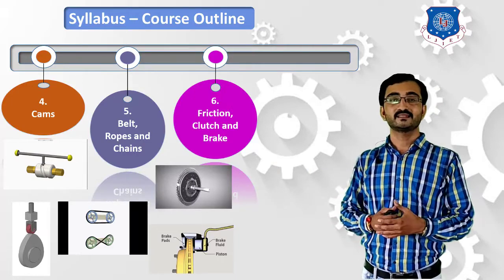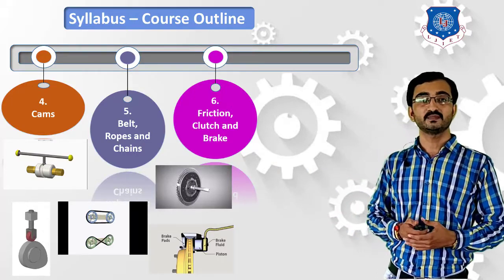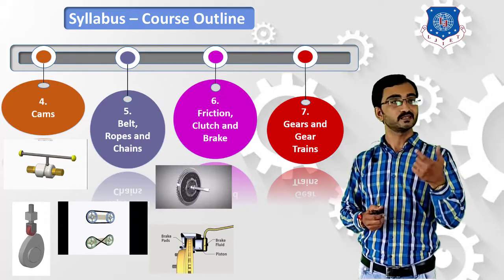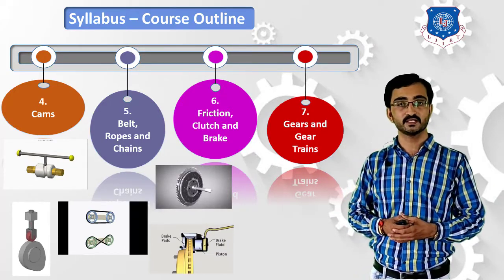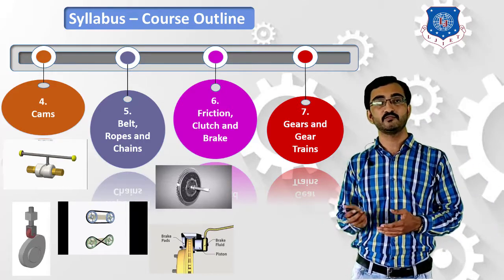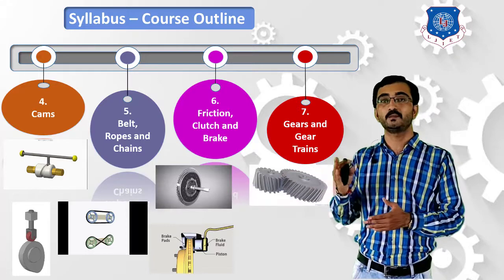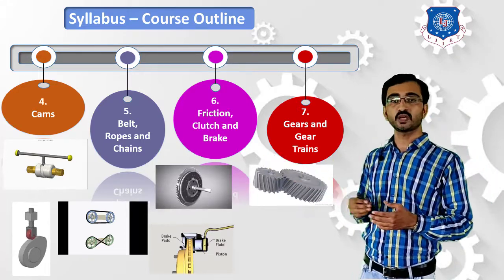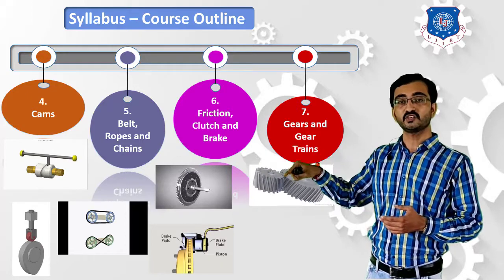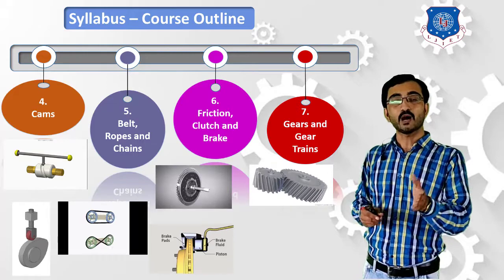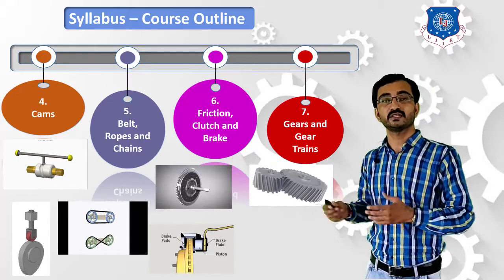Now after learning these components, the last chapter of this syllabus is gears and gear train. Gears are again used for power transmission purposes. In this chapter you will learn different types of gears such as spur gear, bevel gear, and helical gear. In this diagram you can see the power transmission from the pinion to the gear. We will learn how we can design different types of gears.